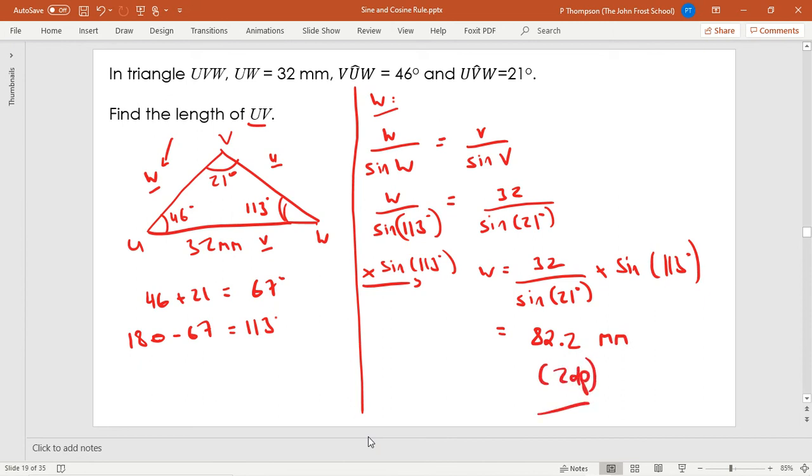So hopefully this question shows you the importance of working out any angles you can before you start doing any serious maths. So that one's done now.